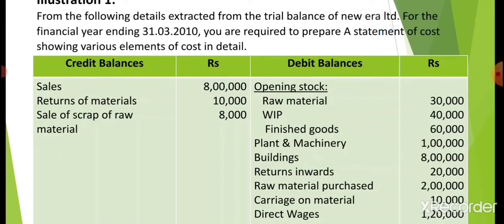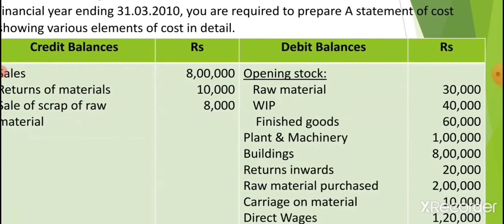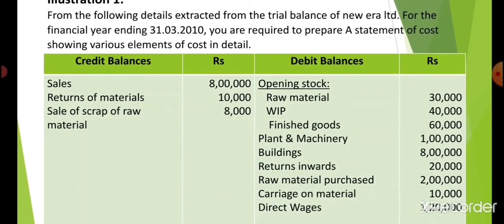Next, debit balances: opening stock raw material 30,000. So this is for the raw material consumed. And work in progress, that is opening stock of work in progress 40,000. Finished goods 60,000. Plant and machinery, it's an asset. It has been given for the calculation of depreciation. So 1 lakh. Buildings 8 lakhs.